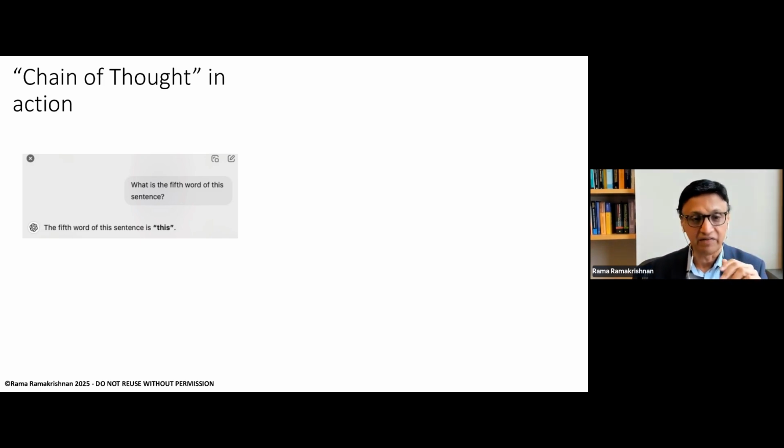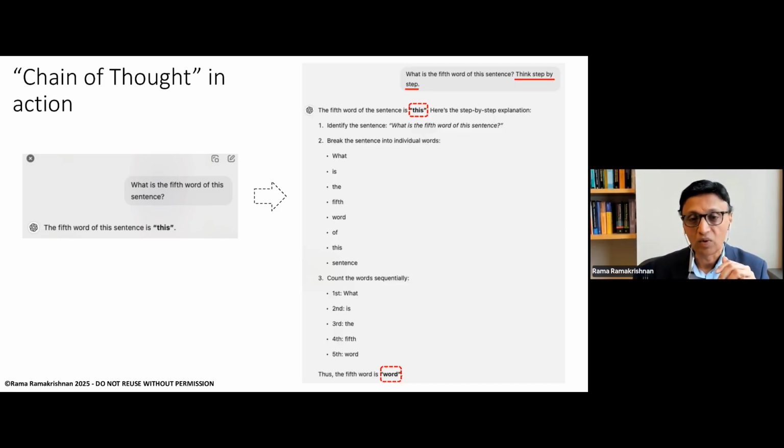And now let's add the magic phrase, right? And here I say, what's the fifth word of the sentence? Think step by step. And then it says the fifth word of the sentence is "this," which, note, is wrong, as we saw earlier. And then it proceeds to do the step-by-step explanation. It identifies a sentence, it breaks up the sentence into individual words, it counts the words sequentially and correctly, and then finally it arrives at the right answer.